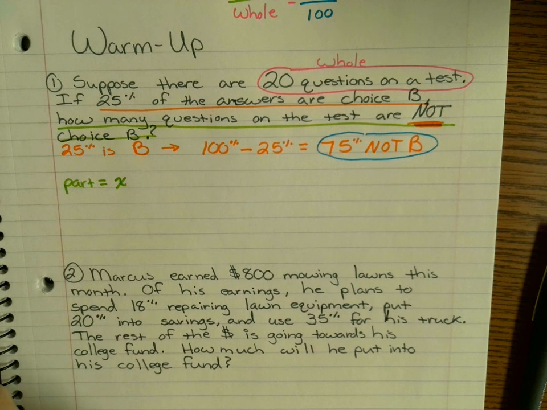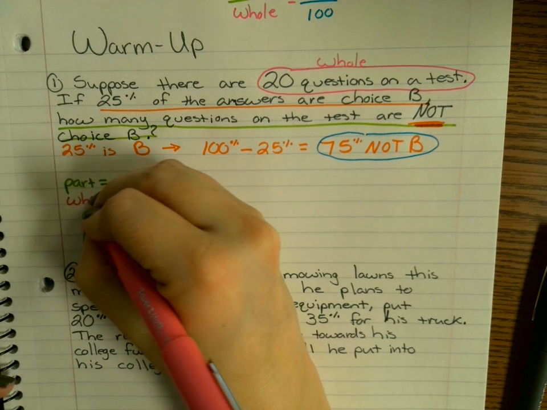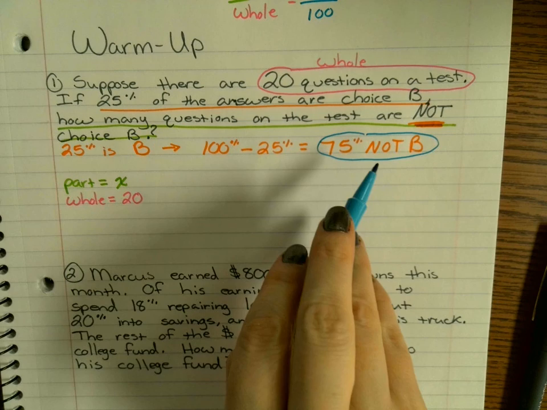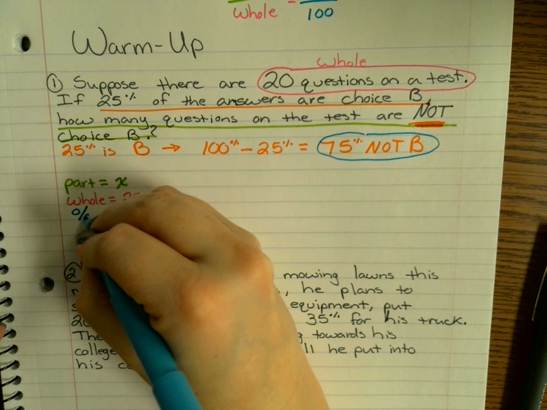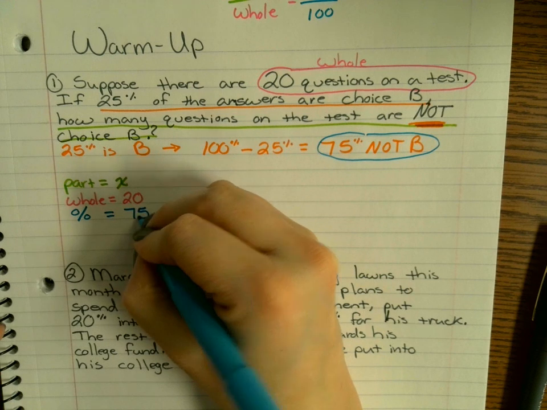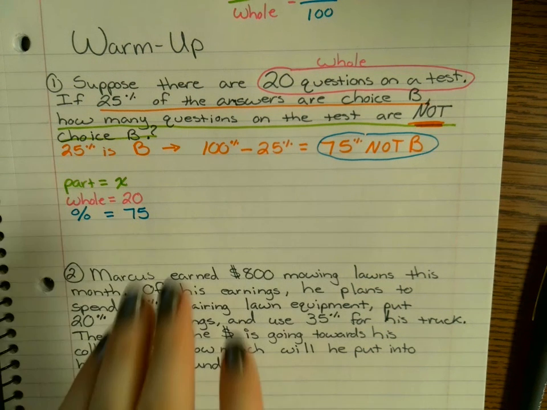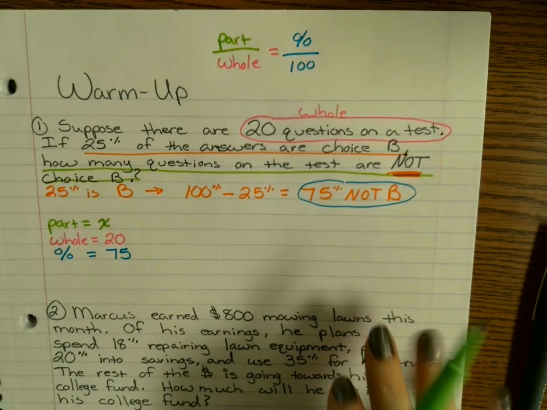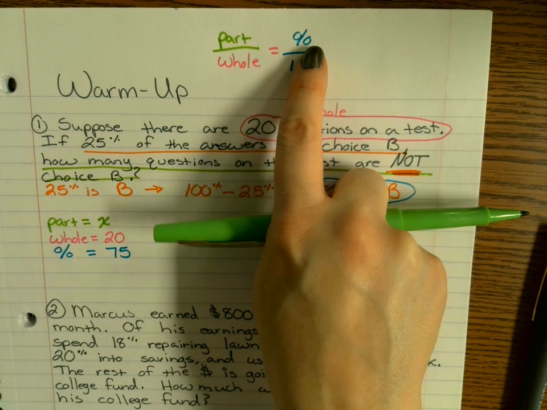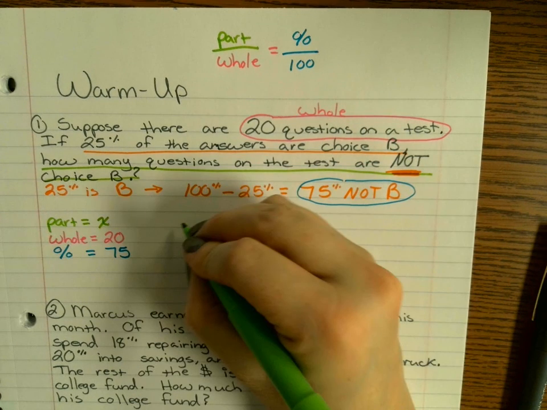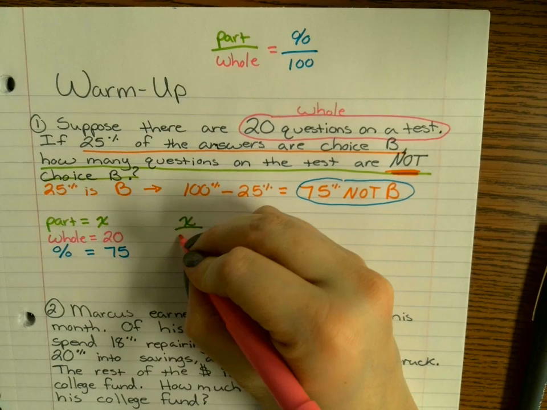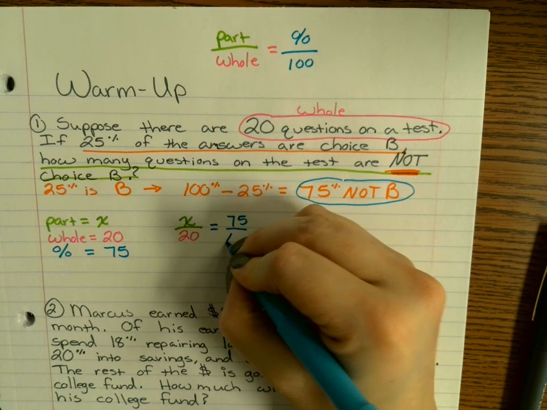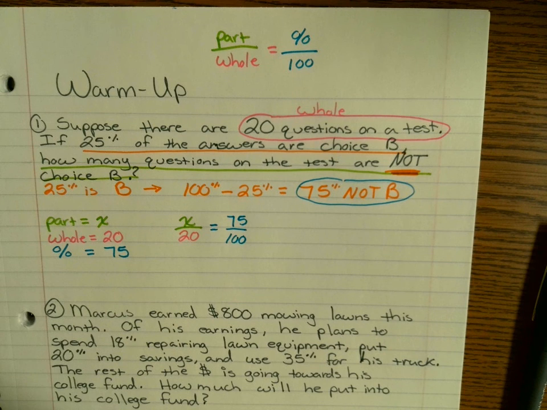The whole is the entire test. That's 20 questions. That represents the entire test. And just like we found right here, our percentage is going to be 75. That's going to be our percentage. So now from here, we can go ahead and set the problem up. Like I said before, you're setting it up as part over whole equals percent over 100. So we're going to put X over 20 equals 75 over 100. X over 20 equals 75 over 100.